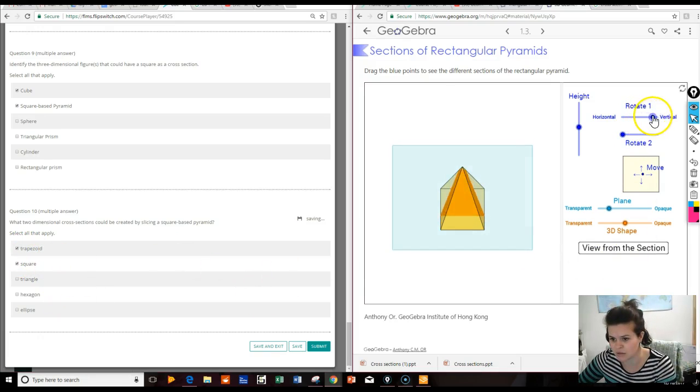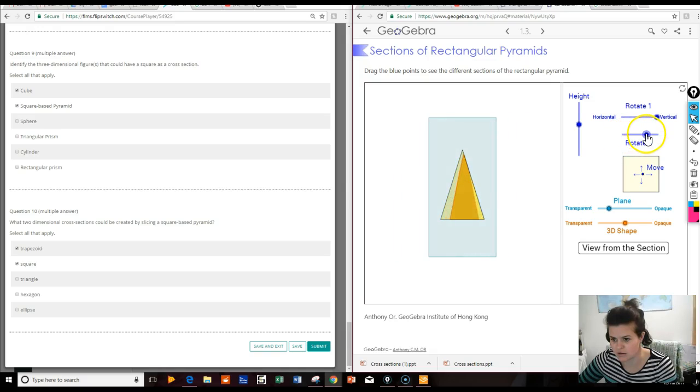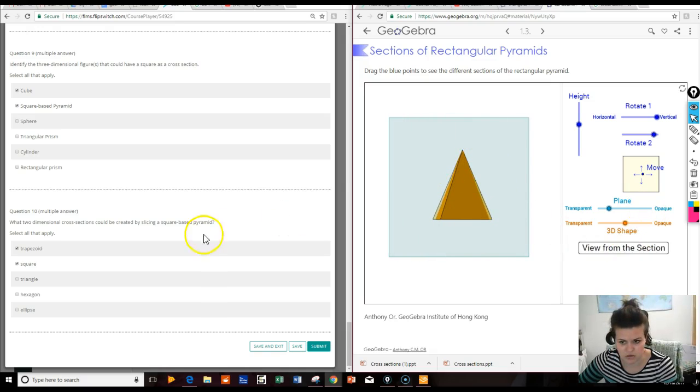And if this was completely vertical, we could also have our trapezoid as well. And we could cut it as a triangle. So there we have a triangle cross section. So we could create a trapezoid, a square, or a triangle.